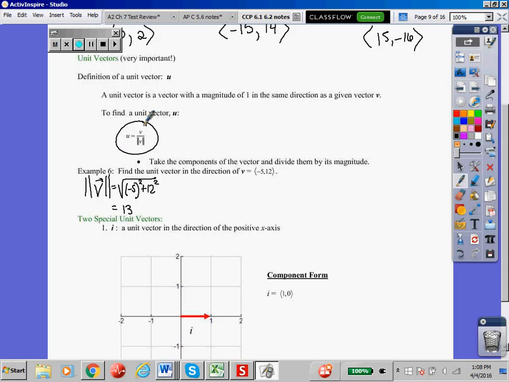To find a unit vector that goes in the same direction, the arrow pointing in the same direction as vector V, you take vector V, okay, this is the formula, and you divide by the length of V. So this is negative 5 comma 12, and we just found the magnitude to be 13. So it's negative 5 over 13, comma 12 over 13.